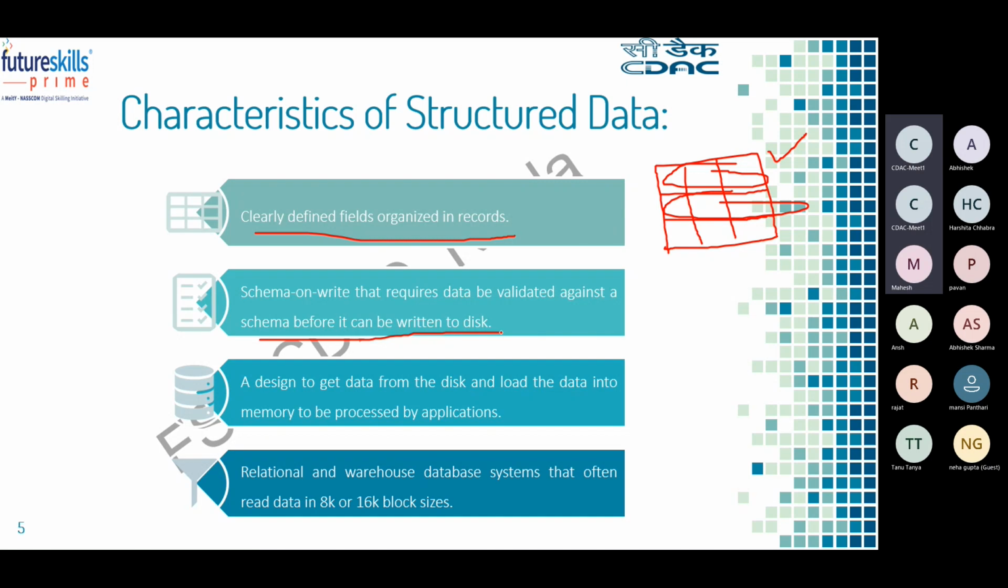So whenever you are dumping the data, whenever you are storing the data onto the disk, firstly, it will validate whether it matches with the schema or not. Whatever value you are entering, whether it matches with the schema or not.